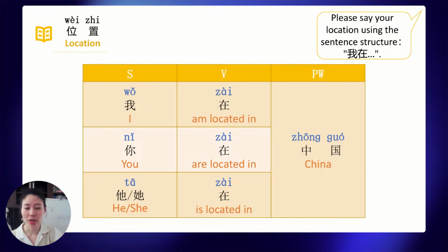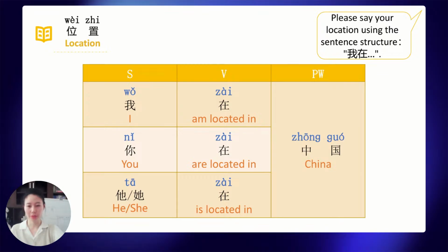So normally when we say I am located in China, how can we say? So we're going to say 我在中国. Okay, so 中国 is China. Okay, so we say 我在中国. Okay, also means I'm in China.